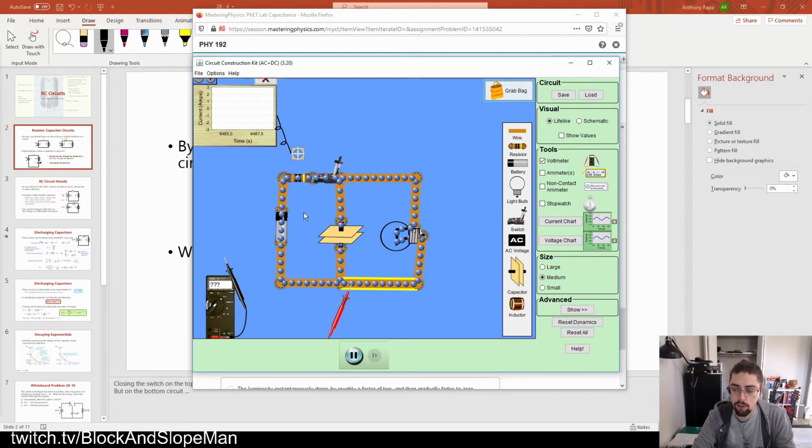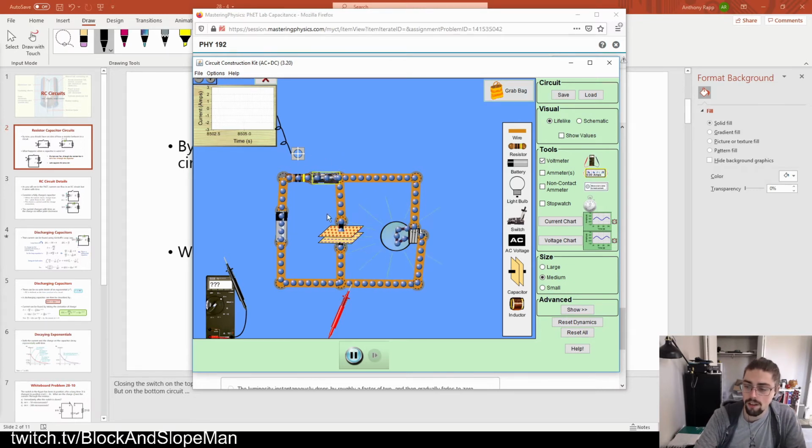We will charge the capacitor, but I'm most interested in what happens to the light. Yeah, let's see it. Let's see what happens. Close the switch. There it is. The bulb is at maximum brightness. Let me go ahead and reset that one more time. So watch what the bulb does. Starts out very dim, gets brighter and brighter and brighter.